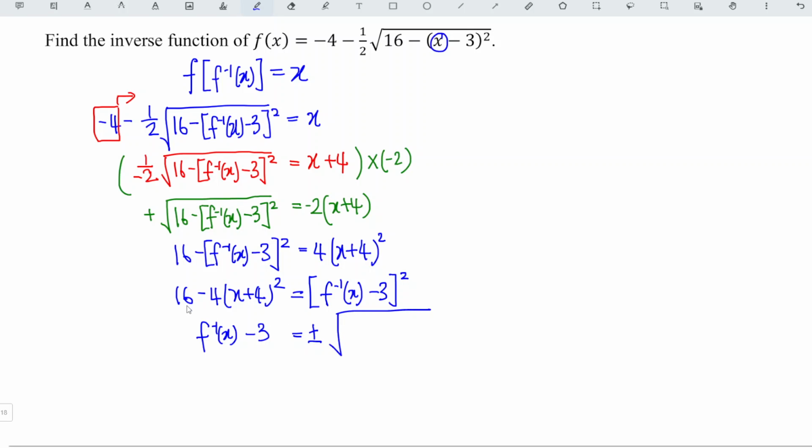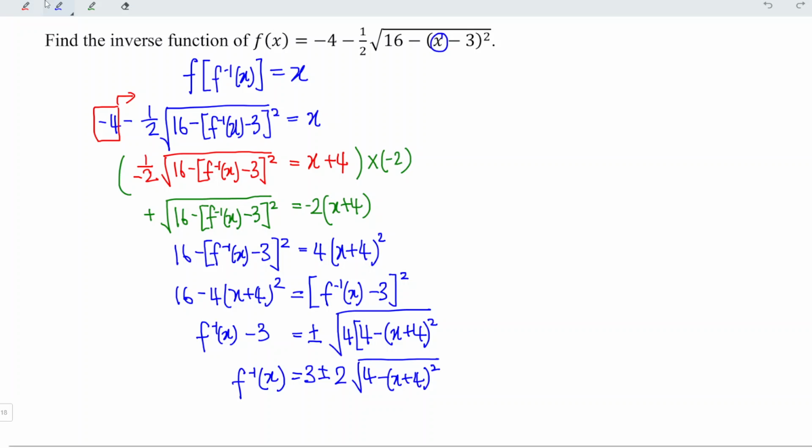So we have 16 and 4, whose common factor is 4. So we can factorize 4. So 4 times 4 is 16, minus 4 times 1, so x plus 4 squared. And we move minus 3 to the right hand side. Minus moves over and becomes plus. The square root of 4 is 2. So 4 minus x plus 4 squared. So in other words, f inverse x is equal to 3 plus minus 2 times the square root of 4 minus x plus 4 squared.